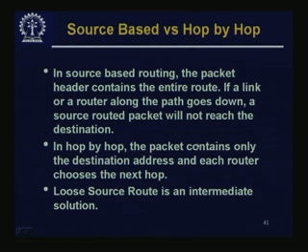In hop by hop, the packet contains only the destination address, and each router will consult its own routing table, find out what is the next hop, and then choose that next hop, whereas in source routing it is fixed from the beginning. Loose source route is an intermediate solution. In loose source route, instead of specifying the entire path, you specify some islands in between. That means maybe you go from here to the next here through several hops, then there through again several hops, and so on. So, that is something intermediate between strict source routing and pure hop by hop routing.